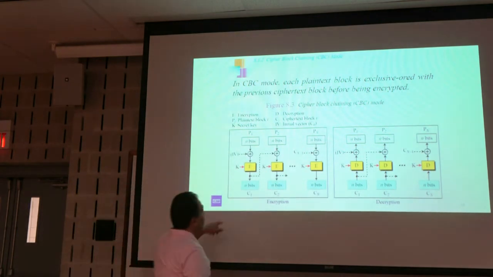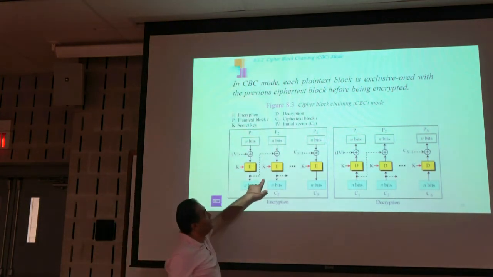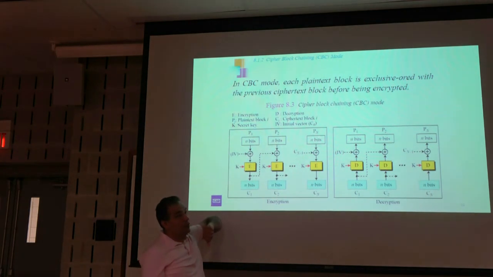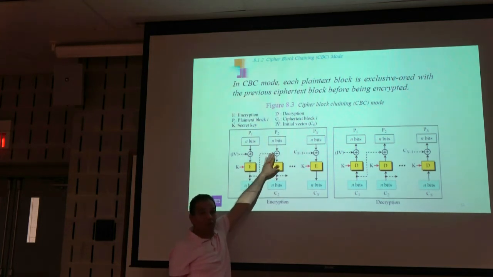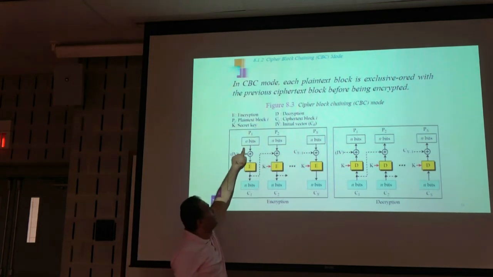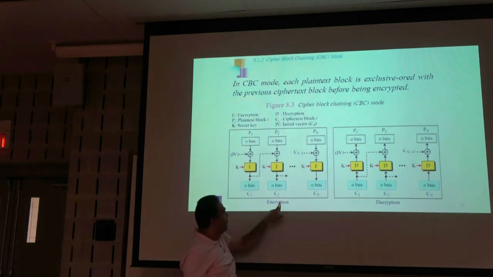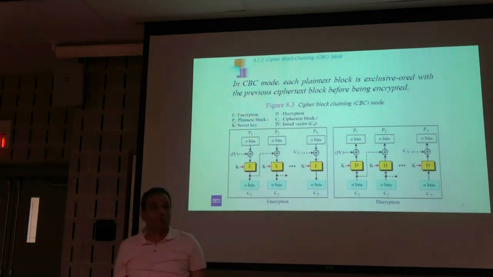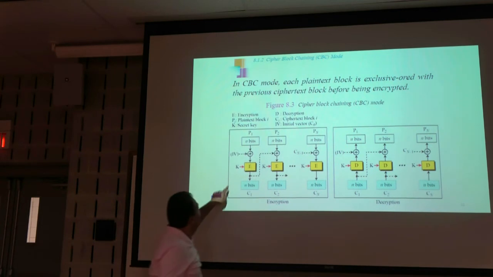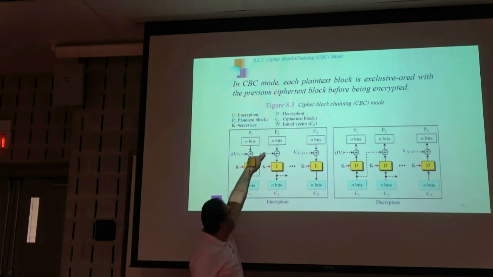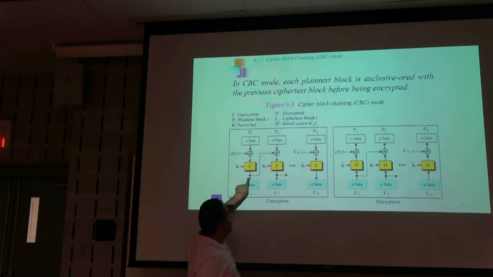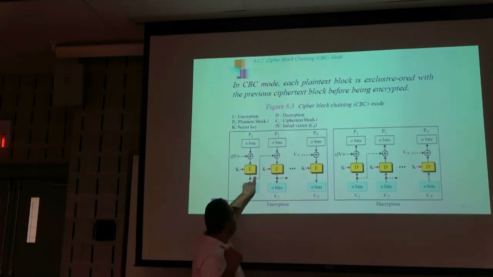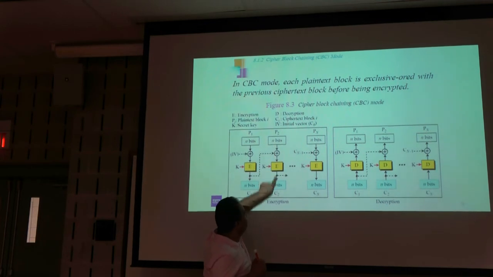There will be error propagation, but what's the advantage here? The advantage is that if you have repeated input, the output will not be repeated. So if you have here, I love Bridgewood, and here I love Bridgewood, the ciphertext would be completely different. So before I do the encryption, with the same key, I have to get the output of the previous stage, XOR it with the input, encrypt it, and then I have C2.